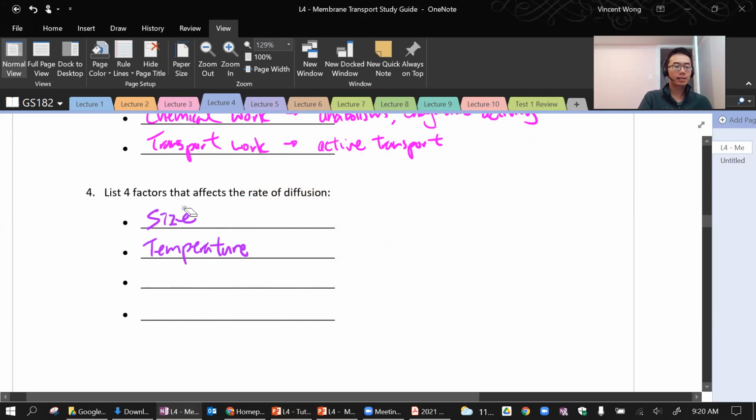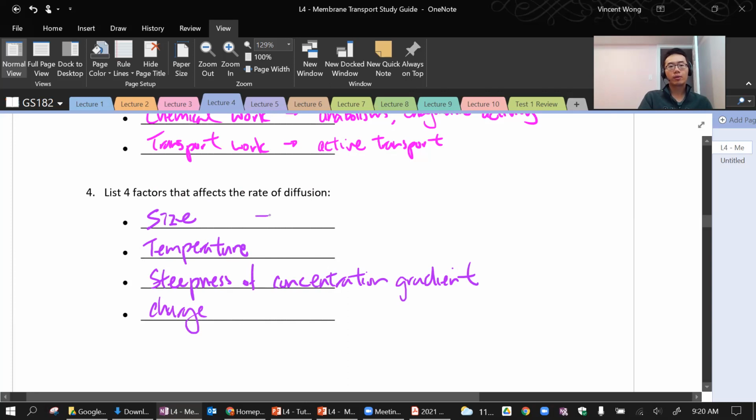Yeah, mass is size and mass, a similar concept here. Steepness of concentration gradient and charge of molecule. Charge, we'll just say charge.